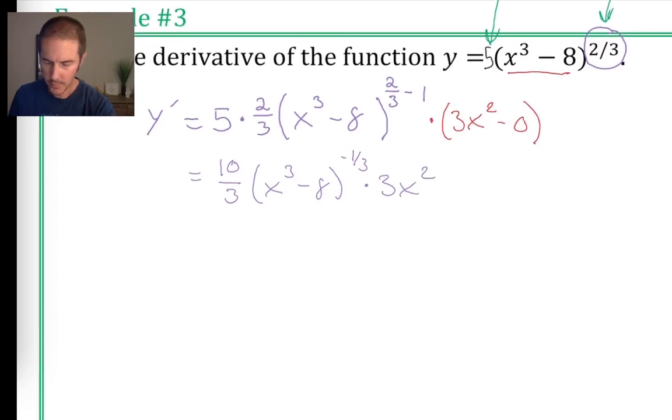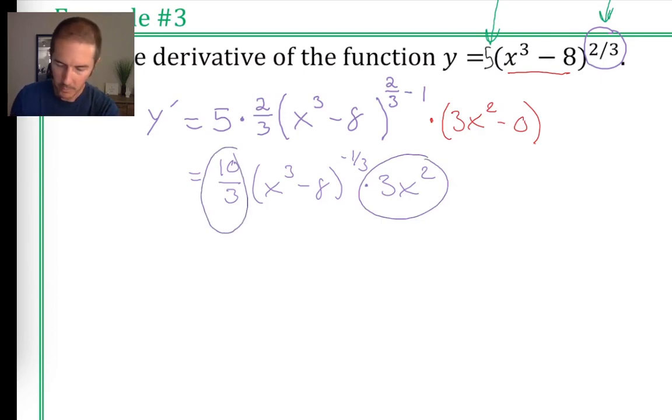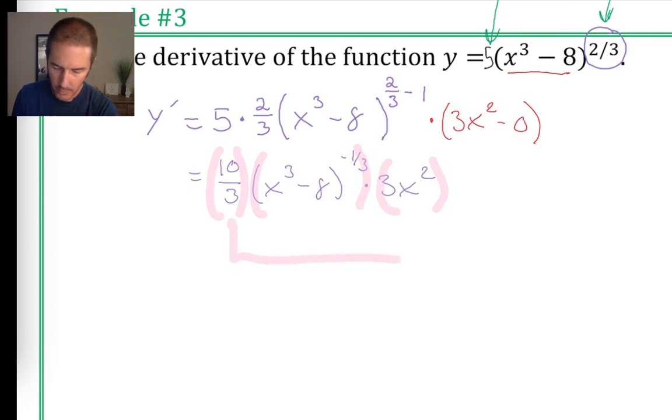Alright, so really I just focused on cleaning up the first half of this process. Now let's incorporate this multiplication with this multiplication, because we really have three things that are being multiplied together here. We have the 10/3, we have our inner function to the -1/3 power, and then we have the 3x squared. So I'm going to shuffle things around a little bit using the commutative property of multiplication. That says that I can multiply the first and third factors together and then tack on the middle factor. So it's going to look like this.